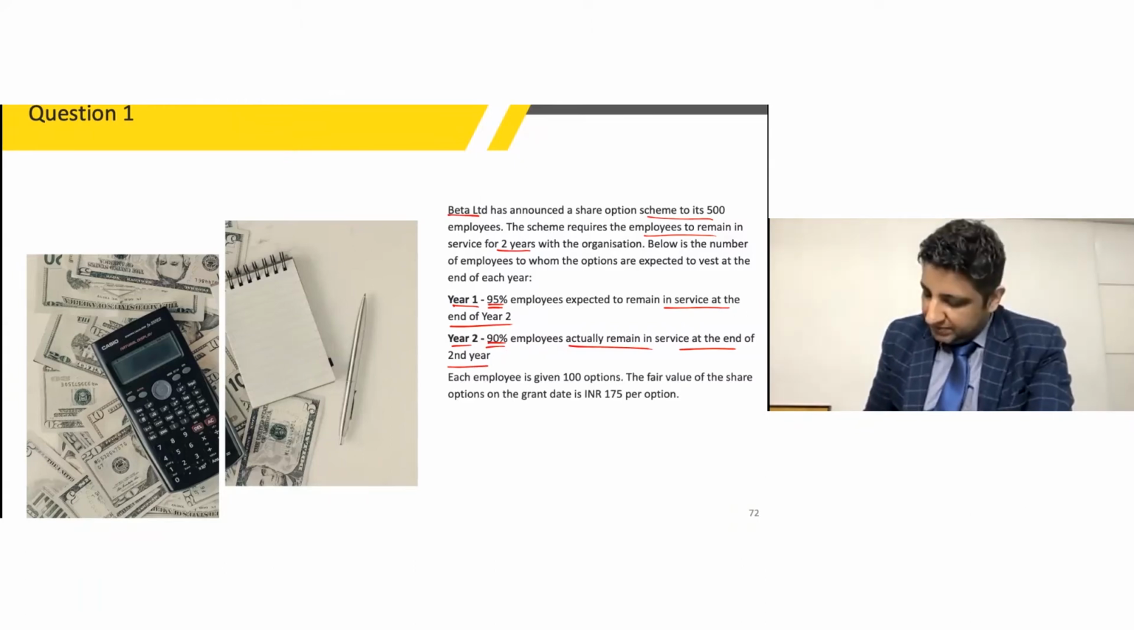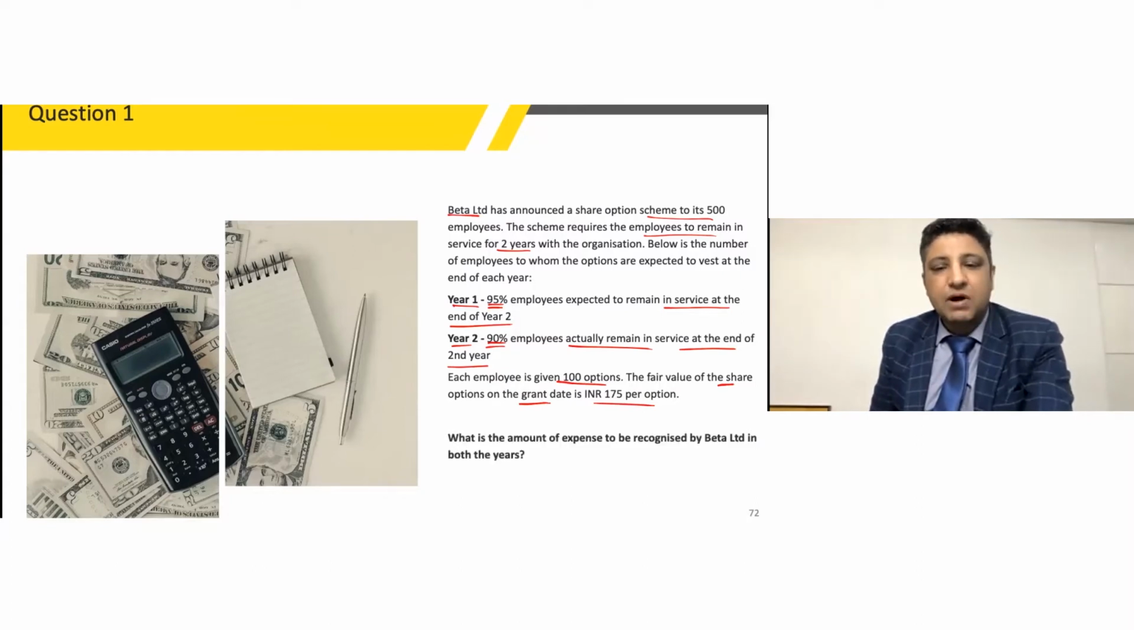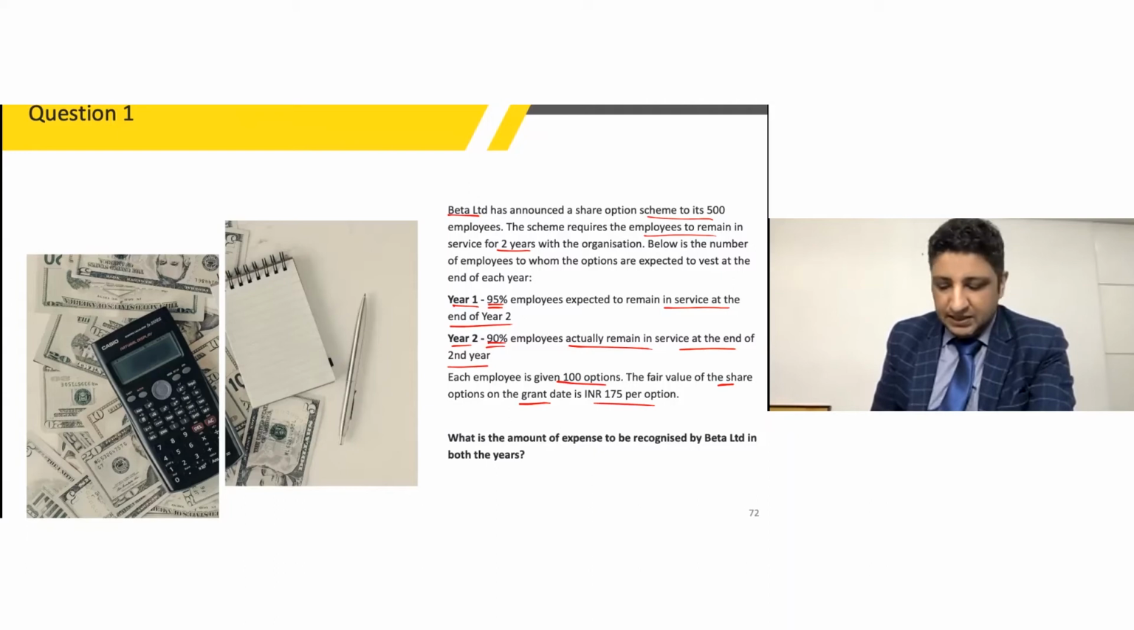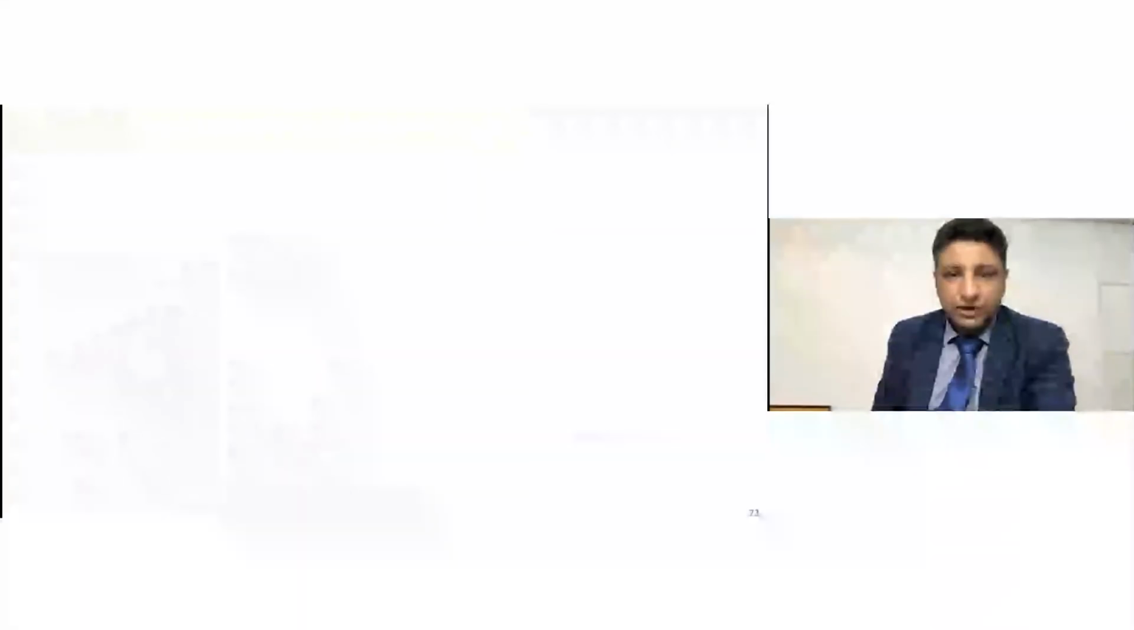Each employee is given 100 options, and the fair value of the share option on date of grant is 175 rupees per option. The requirement is what is the amount of expense to be recognized by Beta in both years. Now, friends, when you look at any question on share-based payment, there are a few points that you want to remind yourself of.